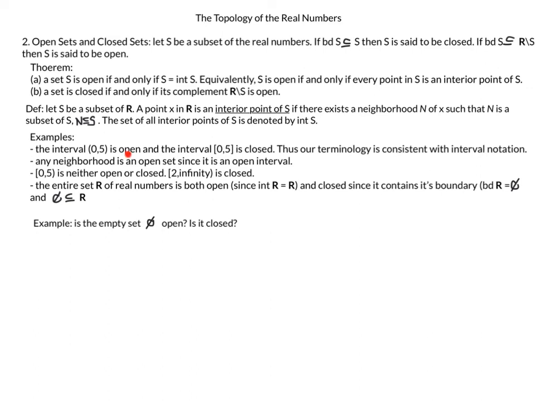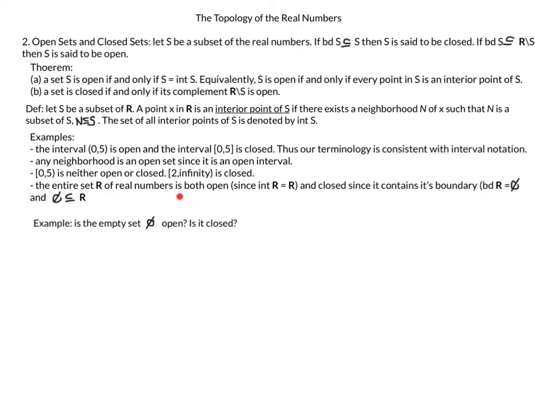So the interval (0, 5) is open, and the interval [0, 5] is closed. So it's totally what you expect with your interval notation from 3rd grade. Any neighborhood is an open set since it is an open interval. The half open interval [0, 5) is neither open nor closed. And then similarly, the closed interval [2, infinity) is considered closed.